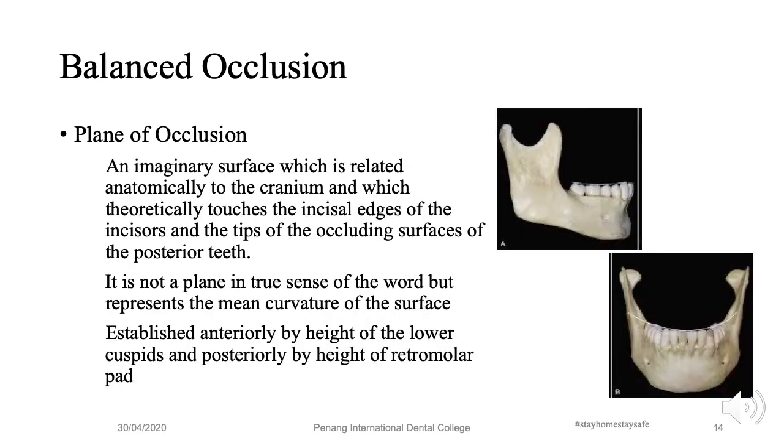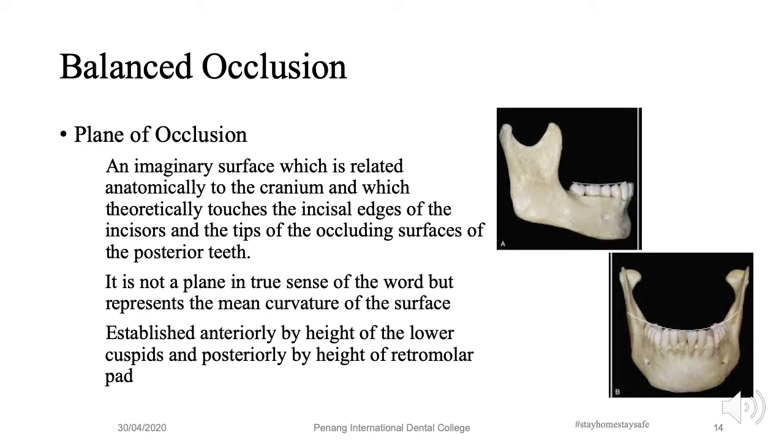Now is plane of occlusion. So we know that plane of occlusion is an imaginary surface which is related anatomically to the cranium and which theoretically touches the incisal edges of the incisors and tips of the occluding surface of the posterior teeth. Okay, it is not a plane in the true sense. It is not a straight plane or a straight line, as the word plane of occlusion says, but it represents a mean curvature of the surface.